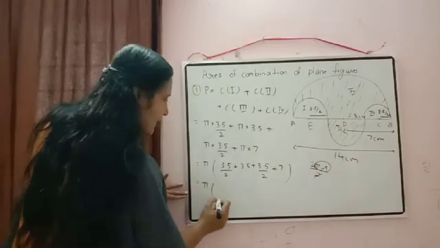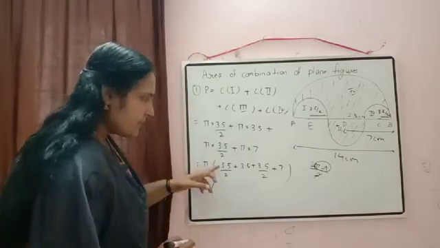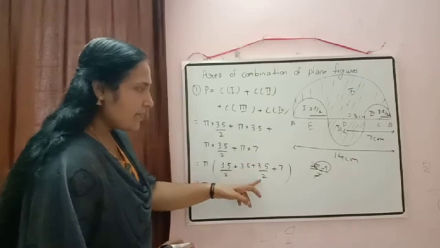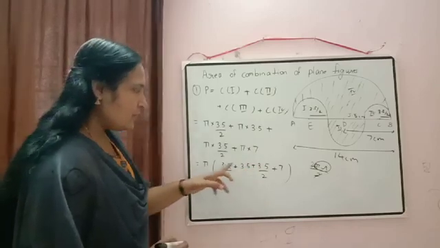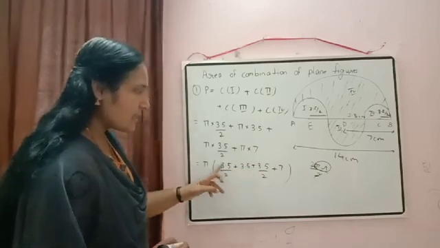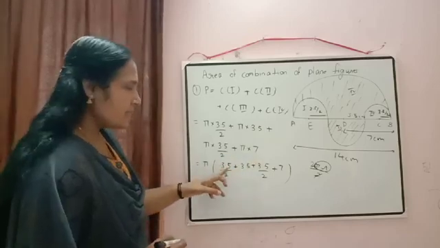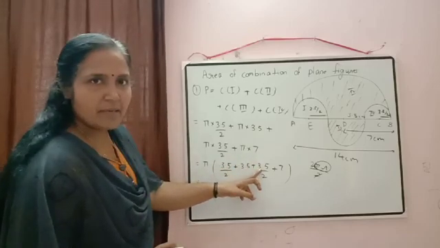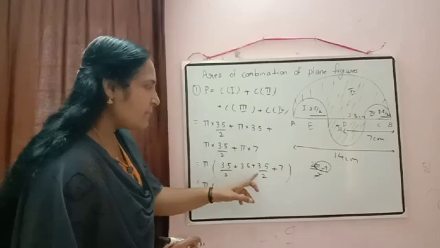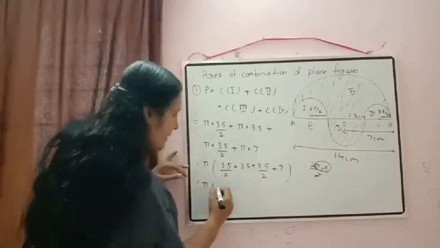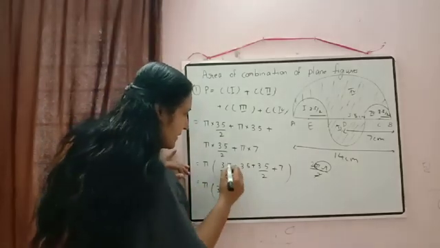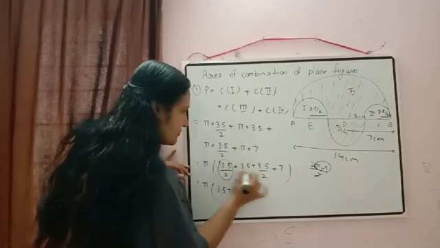Now we can check how we can make the calculation easy. 3.5 by 2 plus 3.5 by 2. The denominators are the same, so directly we can add the numerators. 3.5 plus 3.5 will be equal to 7, and 7 by 2 will give you again 3.5. So we are getting 3.5 as the addition of these two.